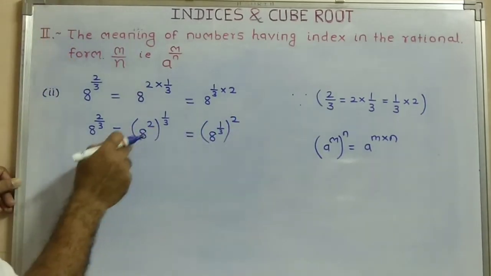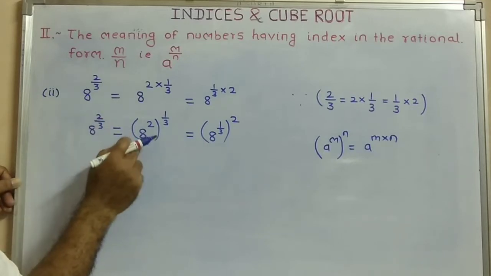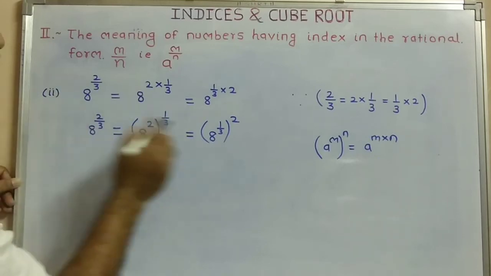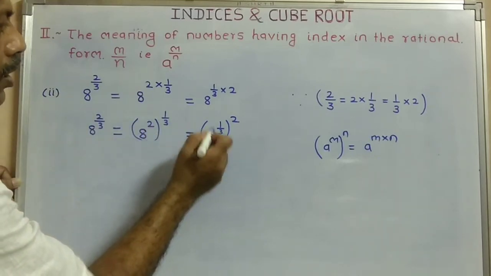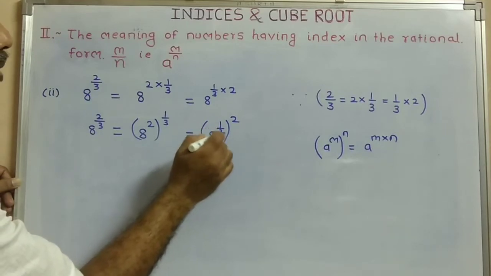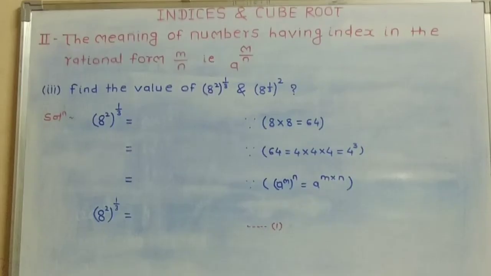Now see the format. That is, you can write 8 to the power 2 upon 3 as 8 to the power 2, bracket, to the power 1 upon 3. In the similar manner, you can write 8 to the power 2 upon 3 as 8 to the power 1 upon 3, bracket, to the power 2.